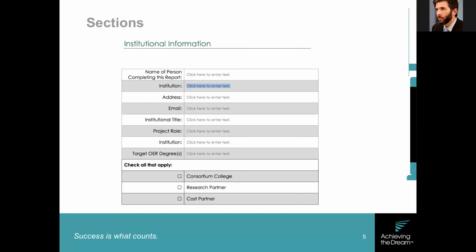We just want to give us some context. And then if you could also enter your target OER degrees. Some of you we've talked to in the past year about changing that. Maybe you thought we're going to do 3 degrees and then you've reined that into 2 or 1. If that has changed, we have to make a note of it within your report if you haven't talked to us about it. But we want to know what your target degrees are.